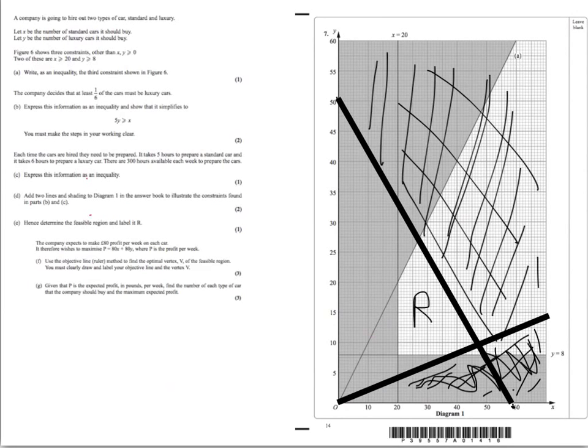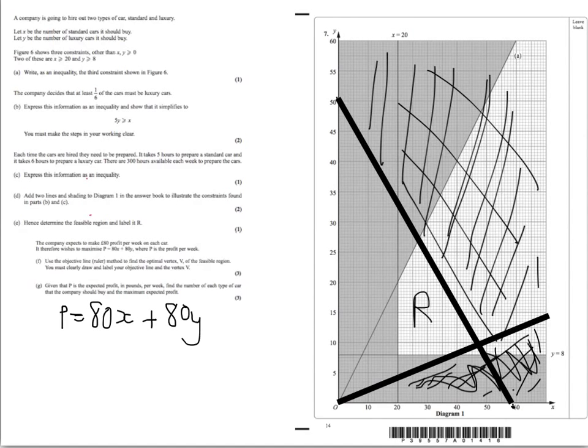The very last part of the question is always actually using what we've done with our profit function or our cost function, trying to find the cheapest or the most profitable vertex on our graph. So let's have a look at that profit function. We've got P equals 80x plus 80y.